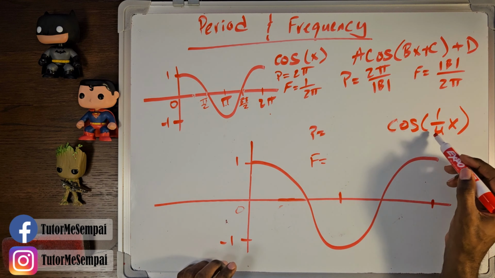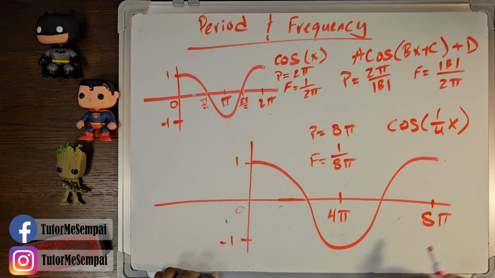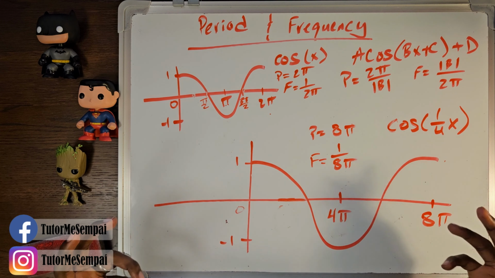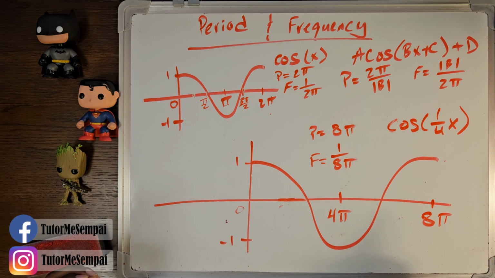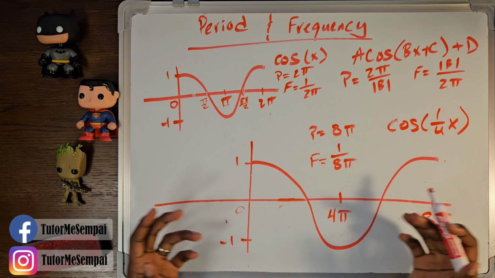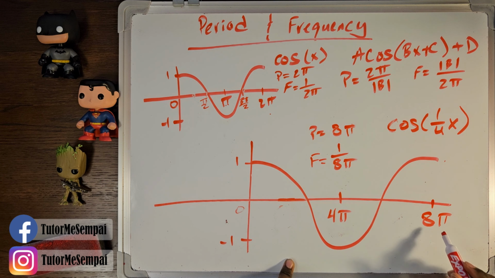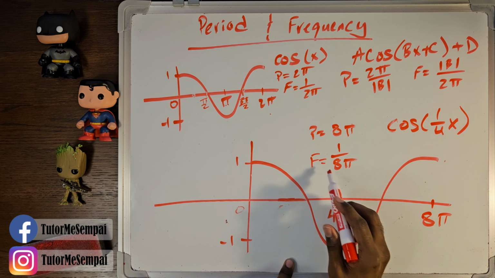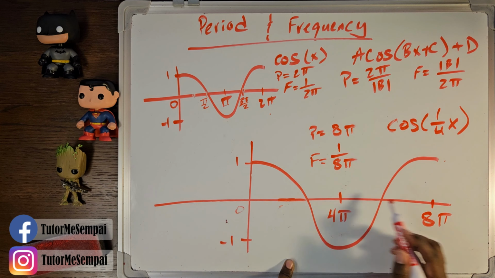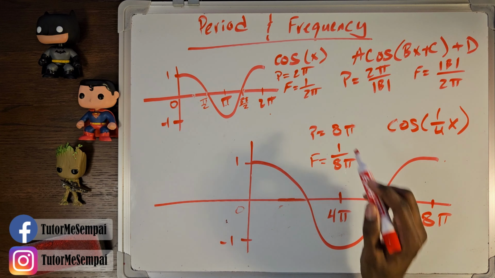So with a period of 8 pi and a frequency of 1 over 8 pi, we can fill out our graph to be this. 1 full oscillation happens every 8 pi. This is a very slow moving graph. It's not oscillating that fast at all. 1 full rotation is happening every 8 pi. That's what our frequency says. Before we repeat, we have to go the full 8 pi. That's what our period says.